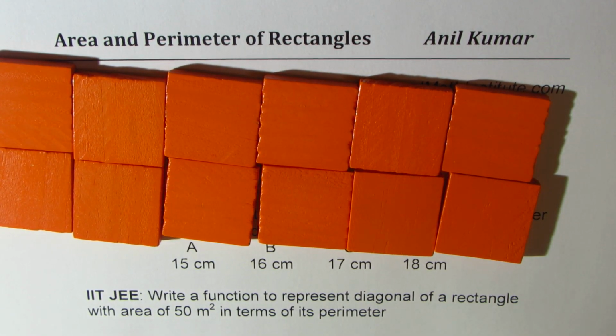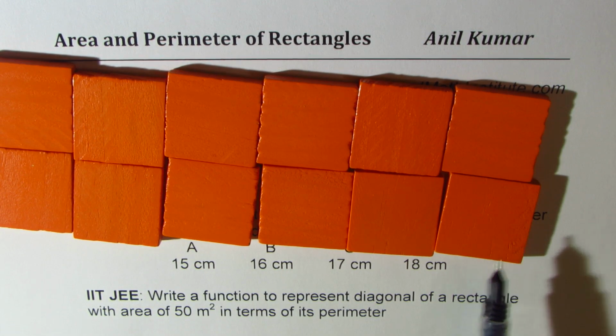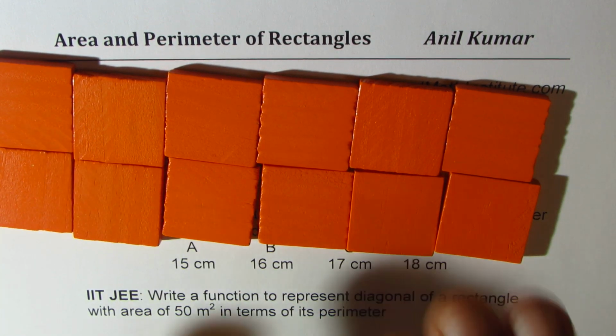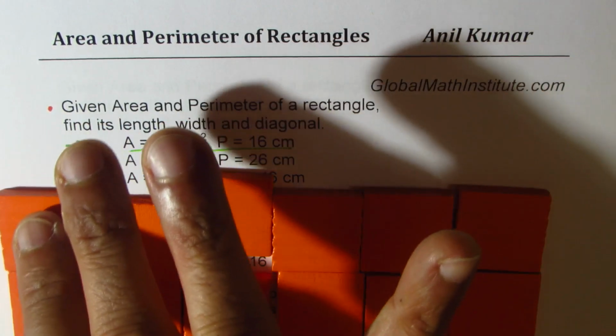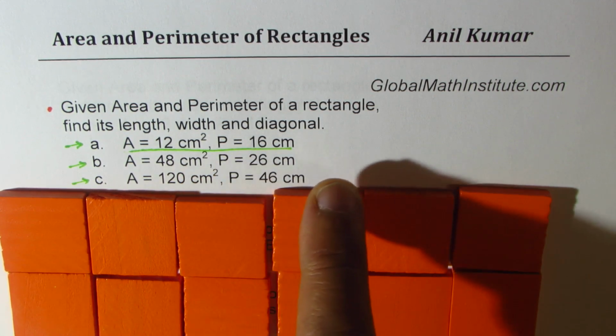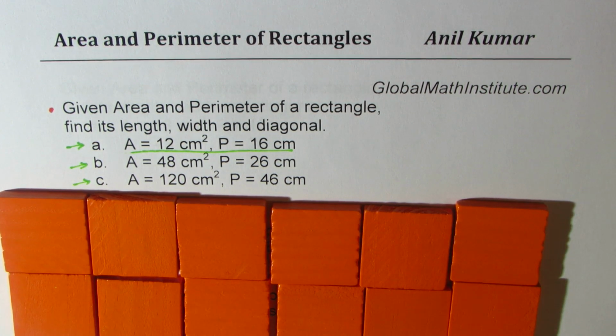So let's see. Now we have 1, 2, 3, 4, 5, 6, 7, 8, 9, 10, 11, 12, 13, 14, 15, 16. So we get what we wanted, correct? So we wanted area of 12 centimeters and perimeter of 16. So that is the formation, correct? So the rectangle will have length of 6 and width of 2. So that is how a grade 3 student is going to solve this question, right?